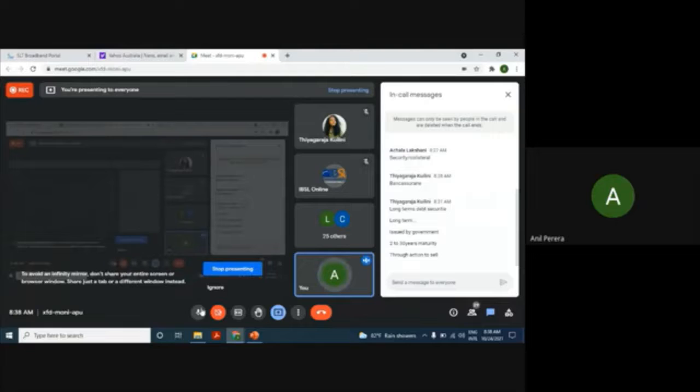Okay, now here we have some calculation. If the spot rate, USD LKR rate is 179, and the 1 month forward USD LKR is 180, what is the annualized 1 month forward premium? 6.70. How do you calculate it? 180 minus 179, divided by 179, into 12, into 100.